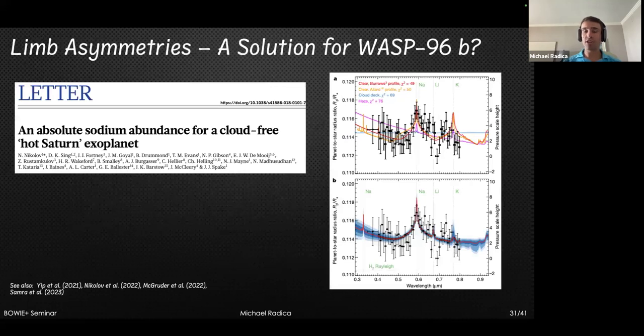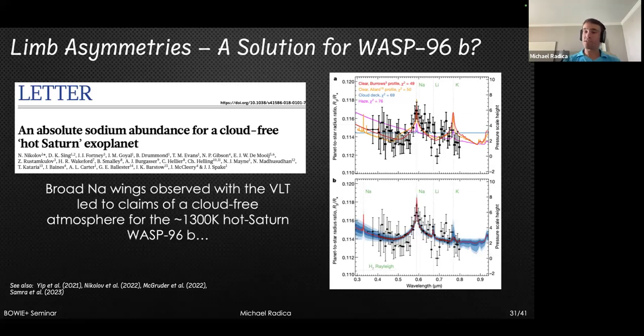So I want to now change a little bit to talk about WASP-96b, which is something that I've been working on quite a lot recently. And this fits quite well with our limb asymmetry discussion, because if you know something about WASP-96b, it's generally that the planet has been claimed to be cloud-free. And this really comes from observations from the VLT, which showed very broad sodium wings, and led to this claim that the planet likely has no clouds in its atmosphere.